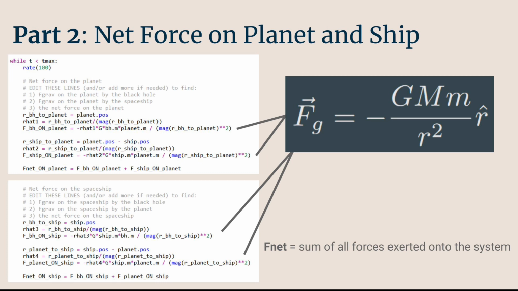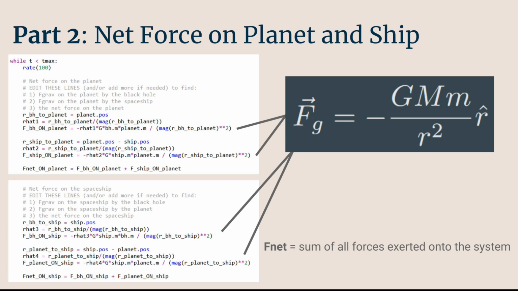To find the net force on the planet, we need to find the gravitational force on the planet exerted by the black hole and the gravitational force exerted on the planet by the spaceship. To find these gravitational forces, we just need to implement the formula. With these gravitational forces, Fnet is equal to the sum of them because Fnet is the sum of all forces exerted onto the system.